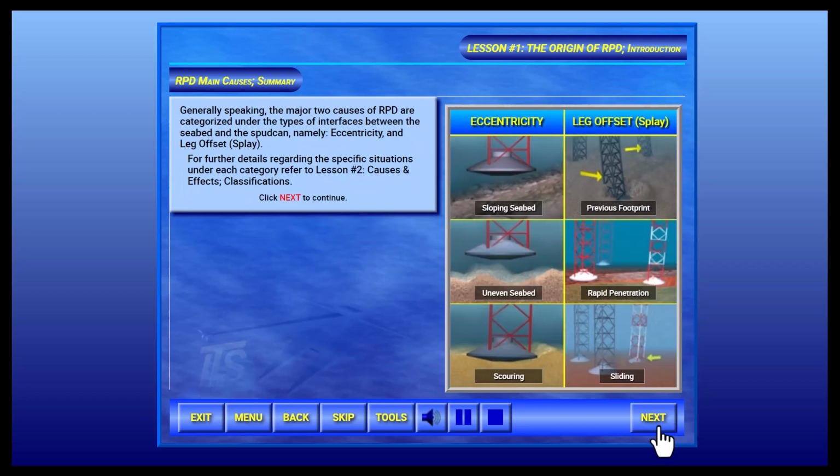Generally speaking, the major two causes of RPD are categorized under the types of interfaces between the seabed and the spud can, namely eccentricity and leg offset, splay. For further details regarding the specific situations under each category, refer to lesson number 2, Causes and Effects, Classifications.